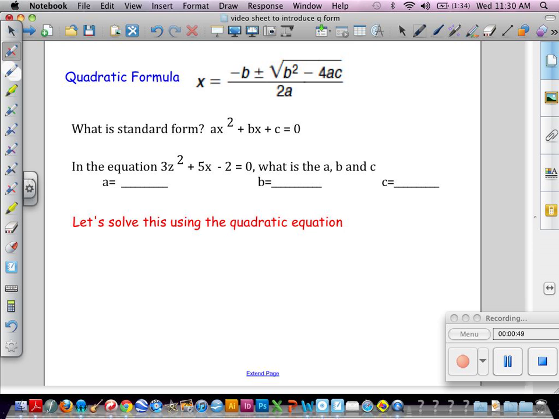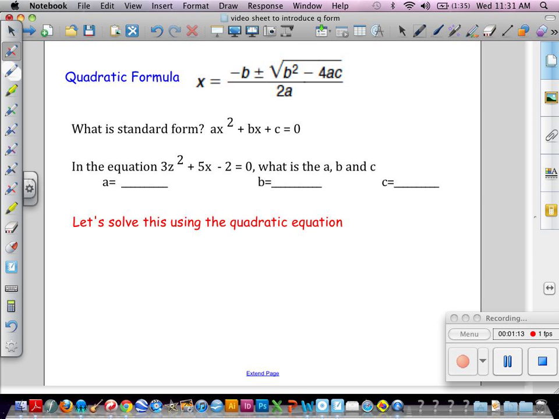The quadratic formula is on the next slide. Pause the video and write the quadratic formula down. The quadratic formula is x equals negative b plus or minus the square root of b squared minus 4ac, all over 2a. And now at this point you're probably saying, well, what are the a's, the b's, and the c's?